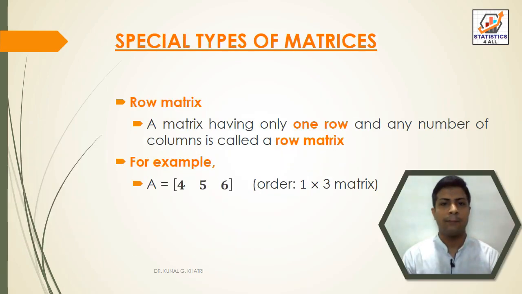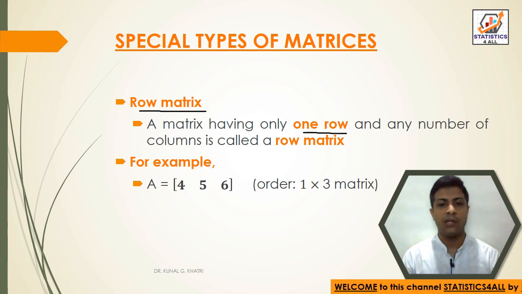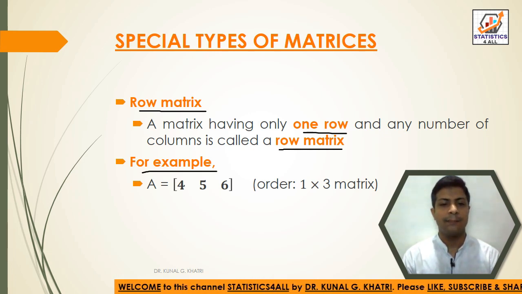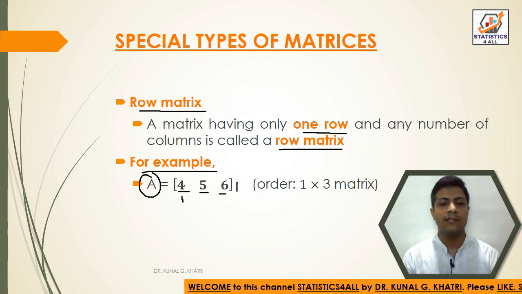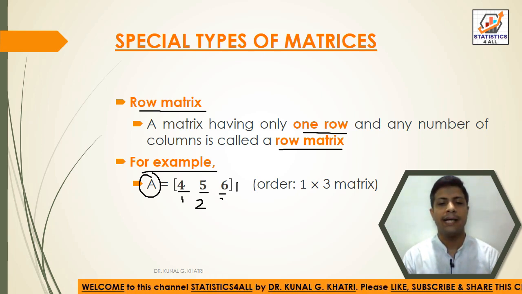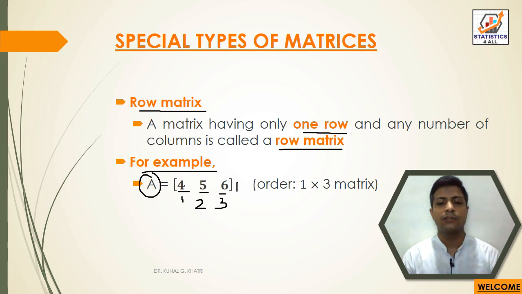Some special type of matrices, that is row matrix. A matrix having only one row and any number of columns is called a row matrix. For example, your matrix A is equal to 4, 5, 6. Here we can see that there is only one row and number of columns 1, 2 and here 3. So this is of order 1 by 3 matrix.